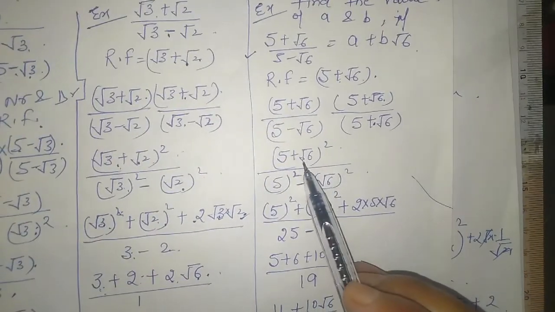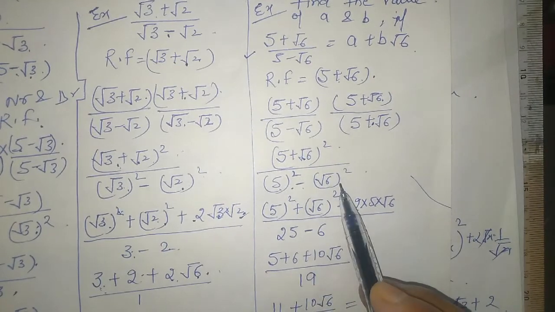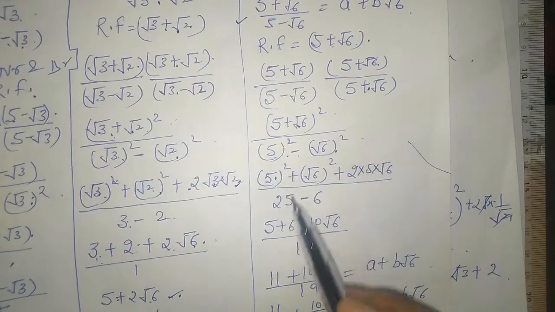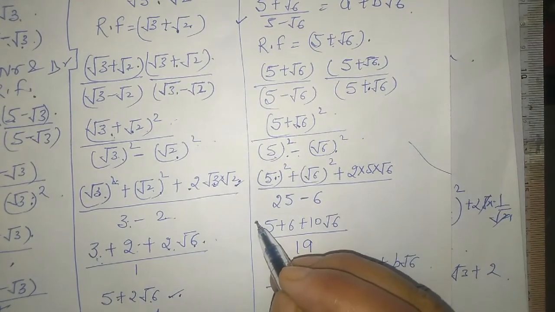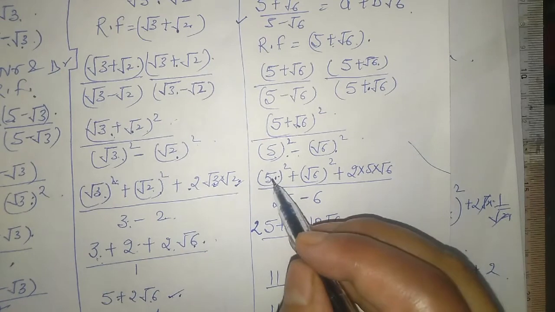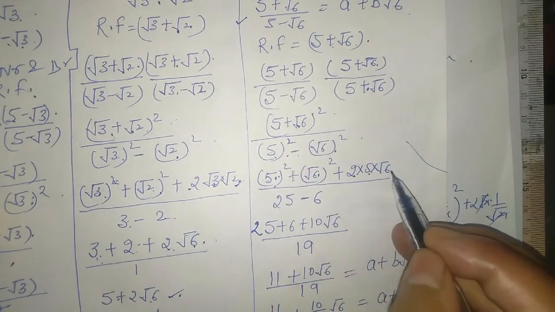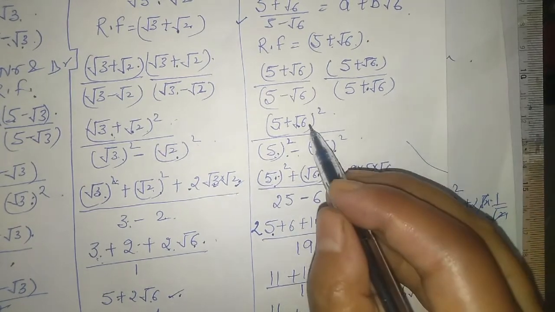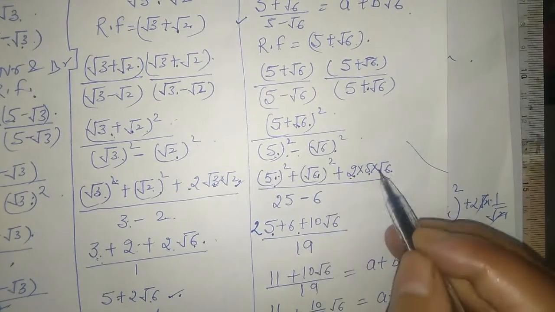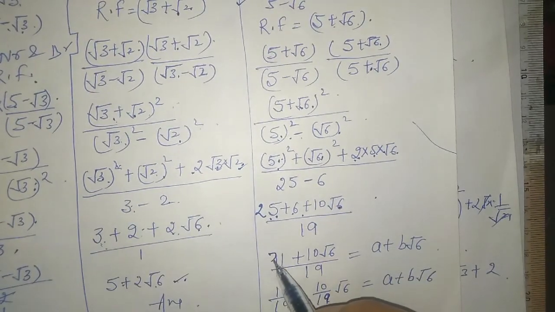In the numerator there is again the formula of (a + b) whole square, and in the denominator a² − b². So 5 squared becomes 25, and √6 squared becomes 6. Two 5s are 10, so 10√6. And 25 and 6 becomes 31.